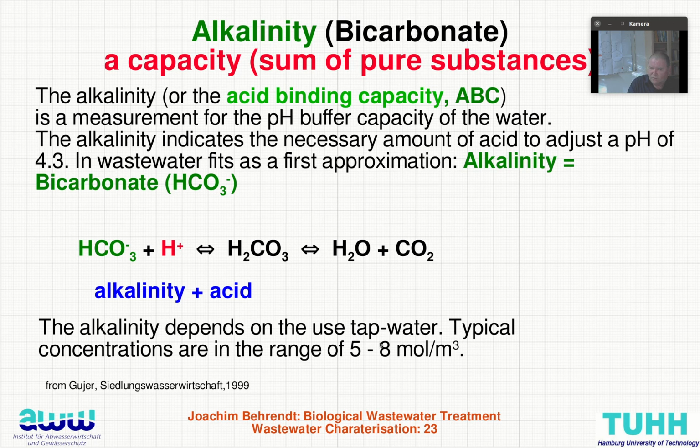Normally we have a range of 5 to 8 moles alkalinity in wastewater. We will see that some processes in wastewater consume alkalinity, and sometimes we have to be careful whether there is sufficient alkalinity in the wastewater. In many wastewater treatment plants, they are adding additional alkalinity.